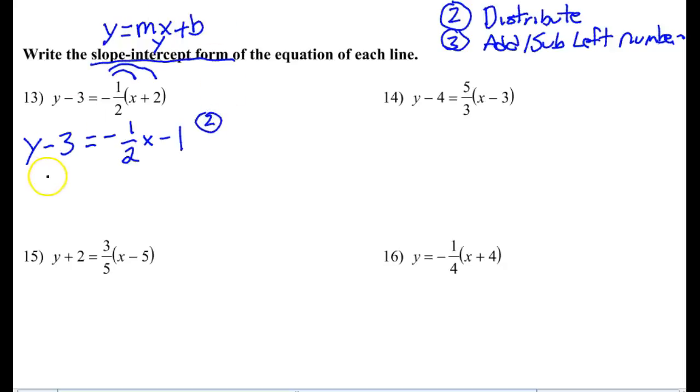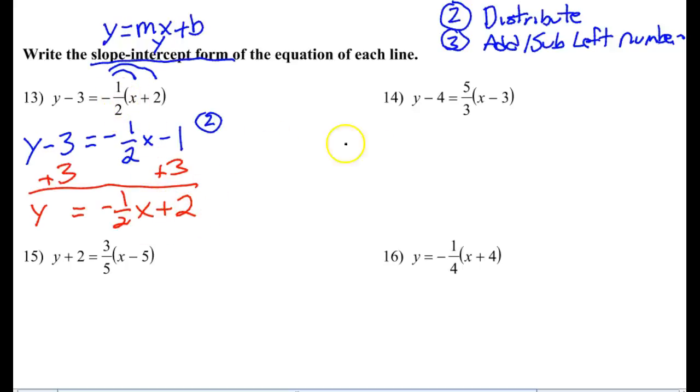Okay. That's the second step, right, that we just did. And then the third step was just to add and subtract the left numbers, -3, so add 3 to both sides. And 3 minus 1 is 2. So we're getting the answer, we're getting the y-intercept, which is +2, and we're not using a graph at all. Okay. So that's the idea.